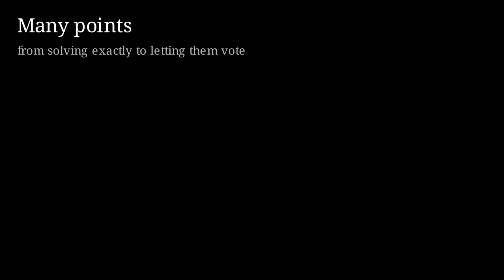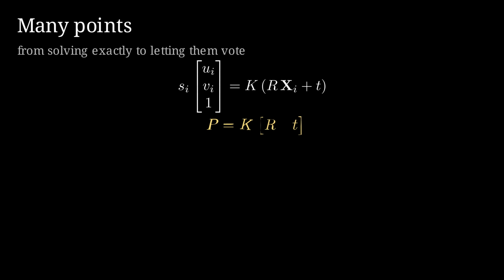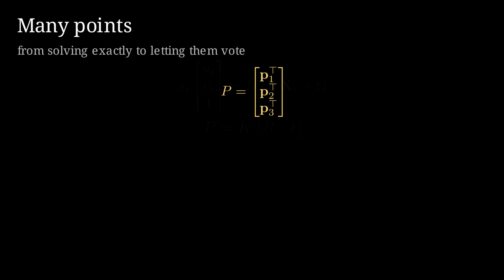For that, we need the constraints in a shape a computer loves: linear. Start from the full projection equation. Depth S times the pixel written as a 3 vector equals K times R times the world point plus T. First move, stop treating K, R, and T as 3 separate actors. Multiply them out into a single 3x4 matrix. Call it P. 12 numbers that carry the whole camera. Intrinsics and pose fused. Name its rows: P1 transpose, P2 transpose, P3 transpose.